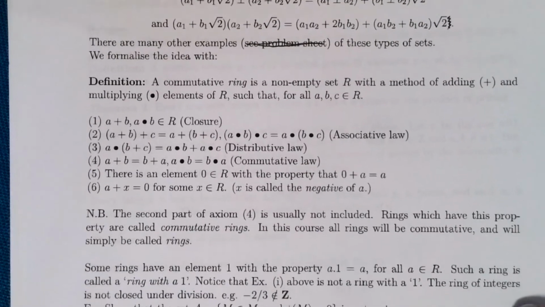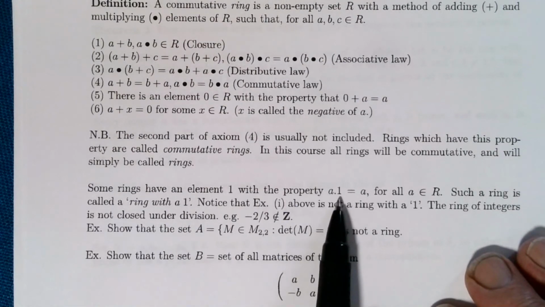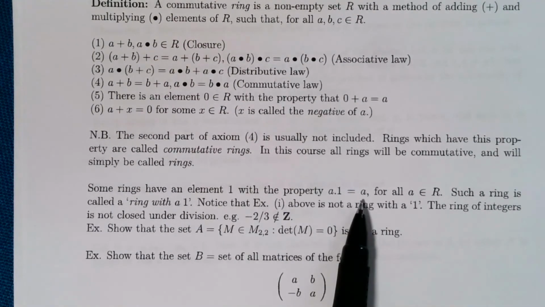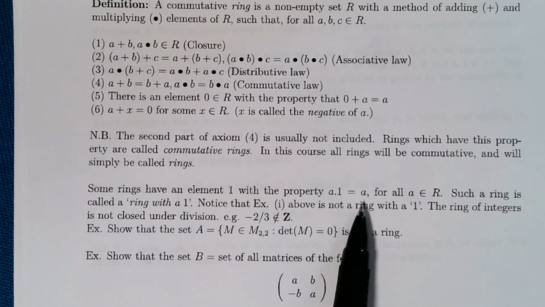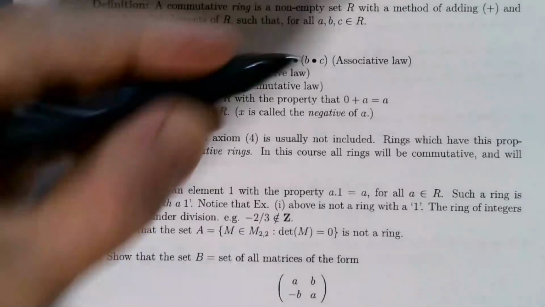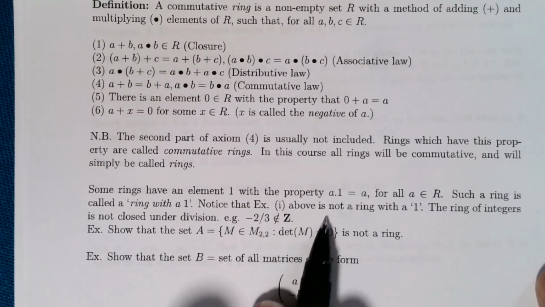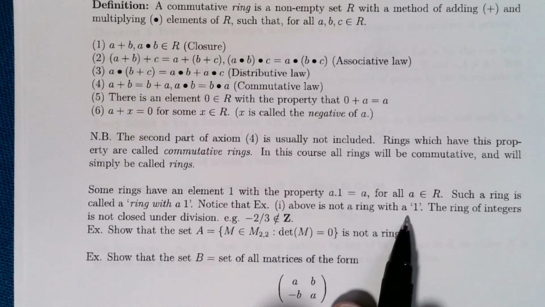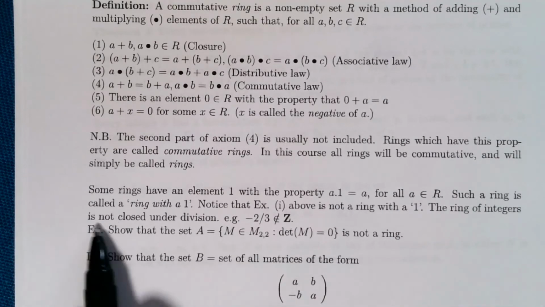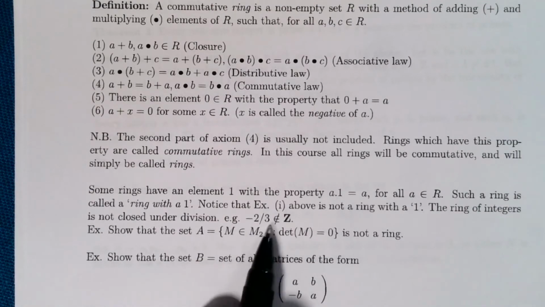Some rings have an element 1, which has the property that A times 1 is A. Now the set of even numbers is a commutative ring but doesn't have a 1 in it. So such a ring is called a ring with a 1. So in example 1 above, the even integers, it's a ring but not a ring with a 1. And the ring of integers is not closed under division. So minus 2 divided by 3 is not an integer.